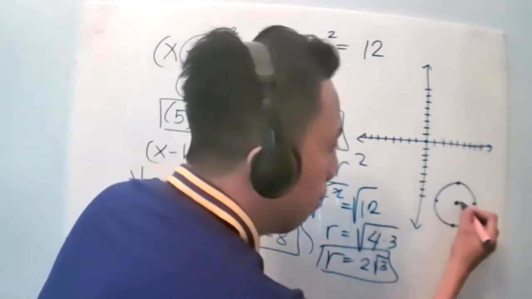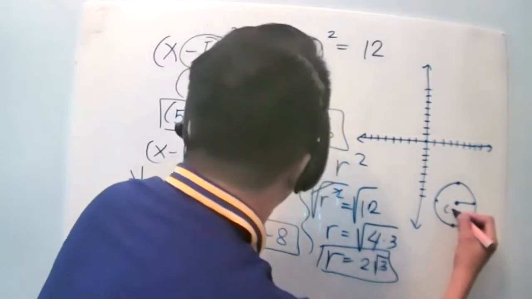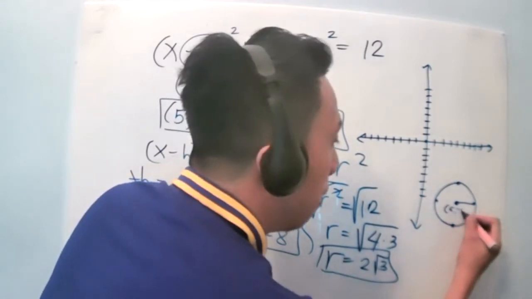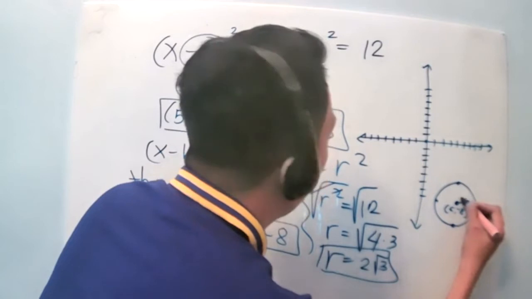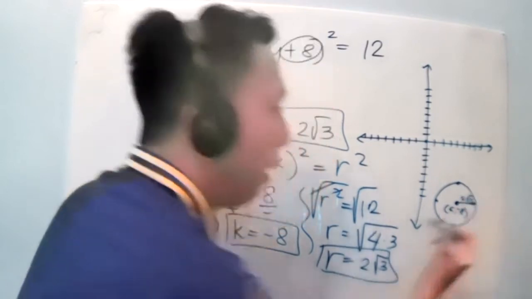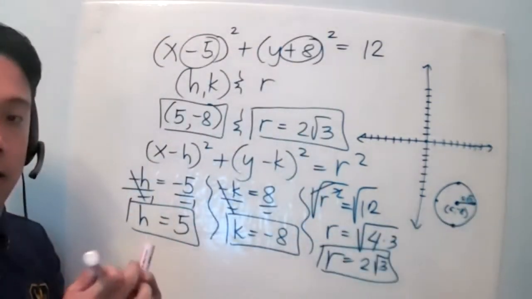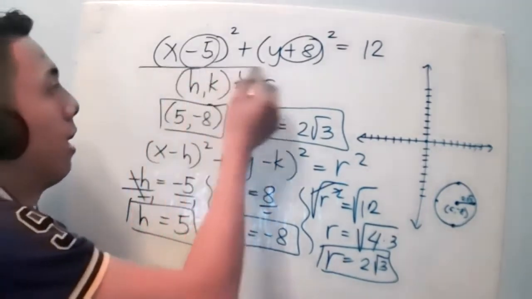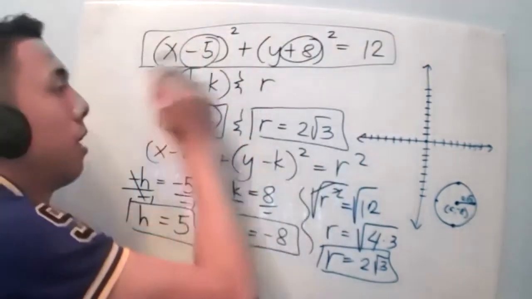Ayan. So, this is our radius. The center is (5, -8), and our radius is 2 square root of 3. So, ibig sabihin, yung ating standard form yan, ito yung kanyang graph.